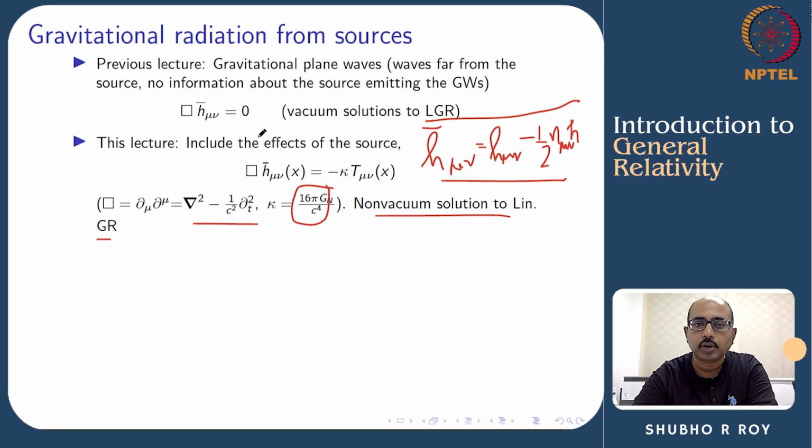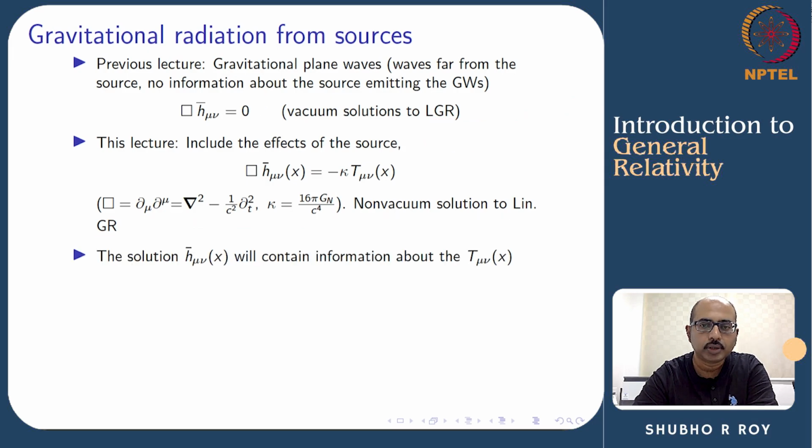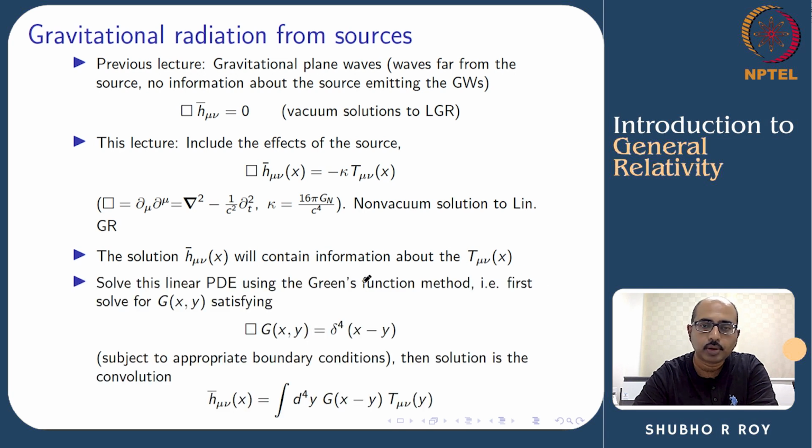Okay, so last lecture was the vacuum solution. Now we have a source turned on, so these are non-vacuum solutions to linearized GR. Now, as I said, because we are solving an equation which has T mu nu on the right hand side turned on, the solution will naturally contain information about the source. And we will solve this.